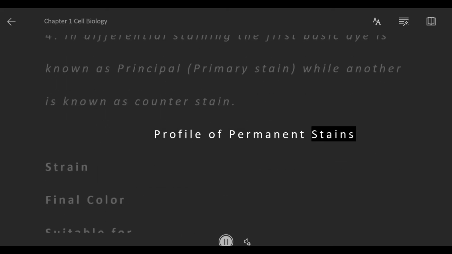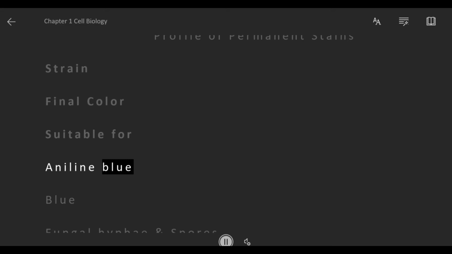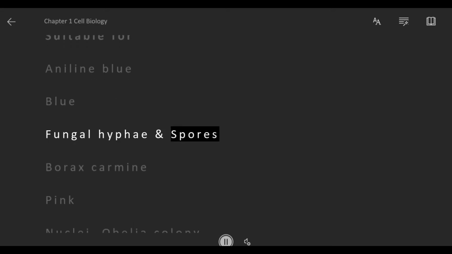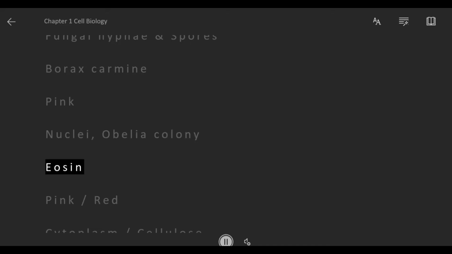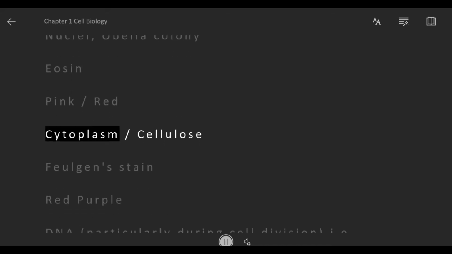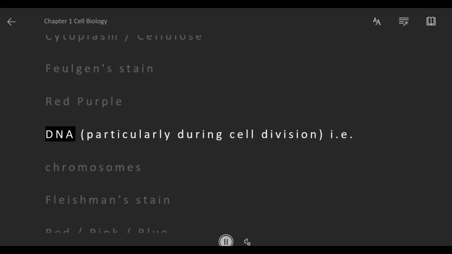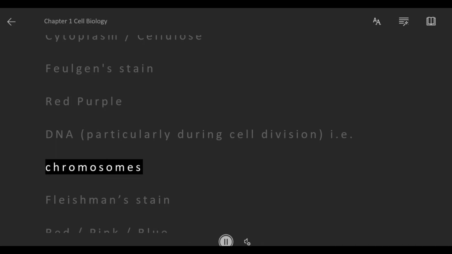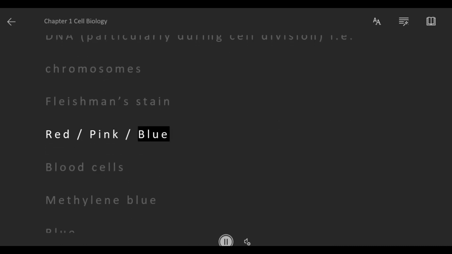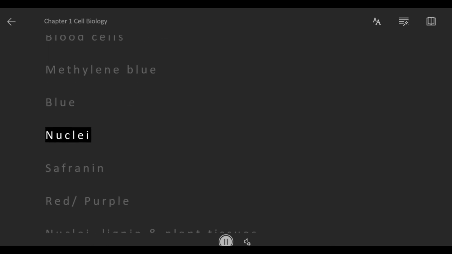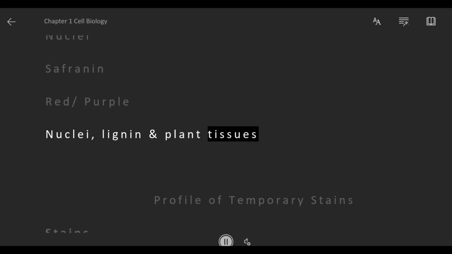Profile of permanent stains. Stain, final color, suitable for: aniline blue, blue, fungal hyphae and spores; borax carmine, pink, nuclei, Obelia colony; eosin, pink/red, cytoplasm/cellulose; Feulgen stain, red-purple, DNA, particularly during cell division, i.e. chromosomes; Fleming's stain, red/pink/blue, blood cells; methylene blue, blue, nuclei; safranin, red/purple, nuclei, lignin and plant tissues.